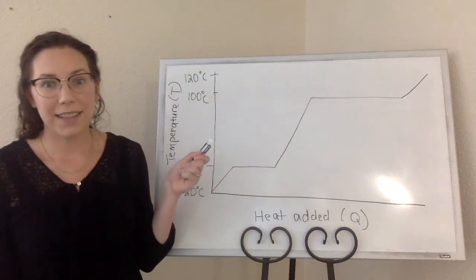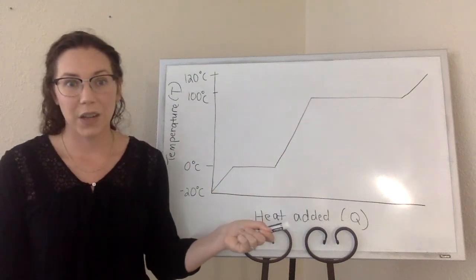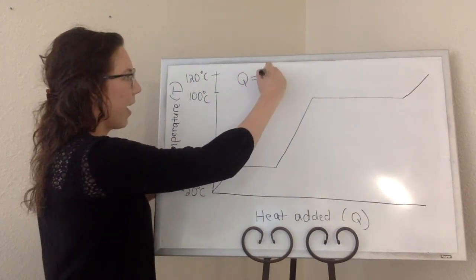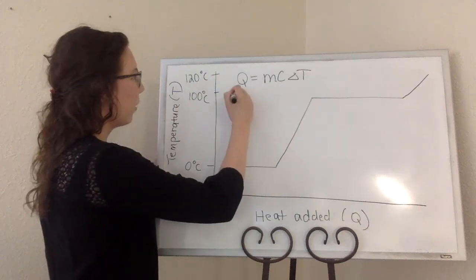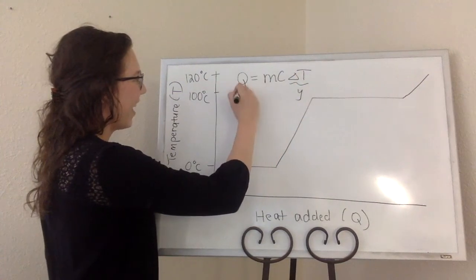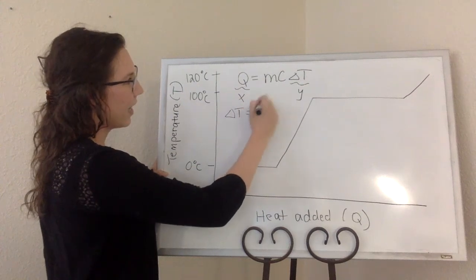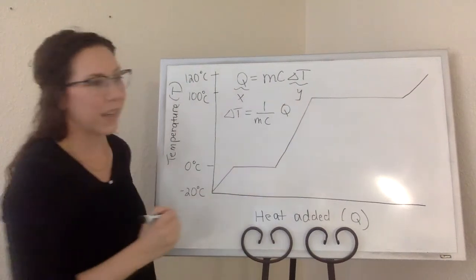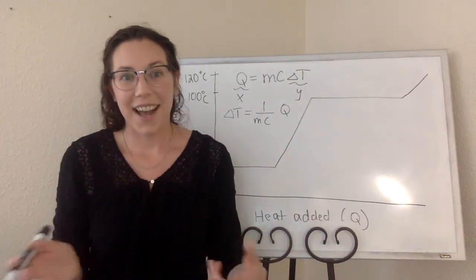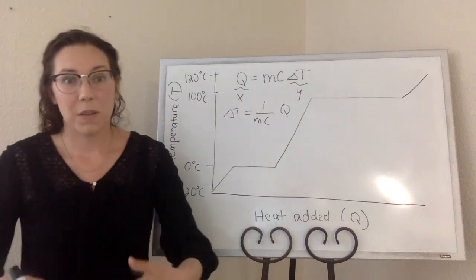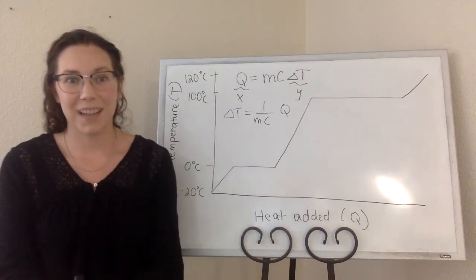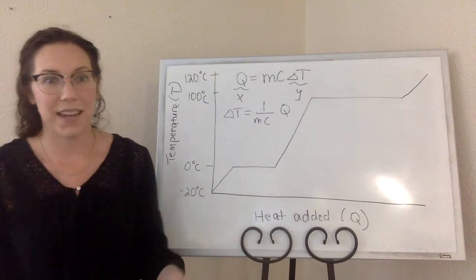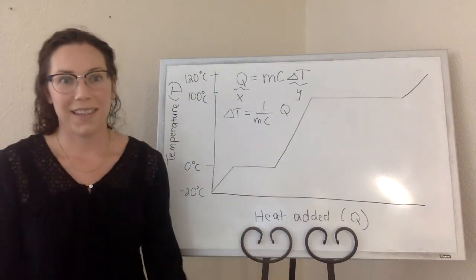This is because we have delta T versus Q. If I write out this formula, we have Q equals mc delta T, and we're plotting T on the y-axis and Q on the x-axis. So we have delta T equals 1 over mc times Q. If a substance has a higher specific heat, that of course means more energy is needed to change its temperature, which means a line with a lower slope, so that it takes up more room on this x-axis.